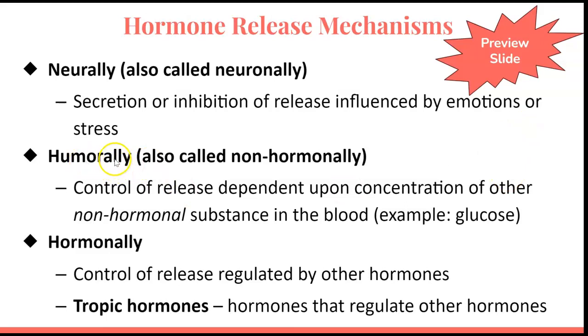Next is humorally, which is also referred to as non-hormonally. So humorally means that the release of these hormones is actually dependent on the concentration of a non-hormonal substance in the blood, for example, glucose. We'll learn in this unit that high levels of glucose in the blood are going to stimulate the increase of insulin hormone and inhibit the release of the glucagon hormone. So again, it depends on the levels in our blood, and it's a non-hormonal substance that's stimulating it.